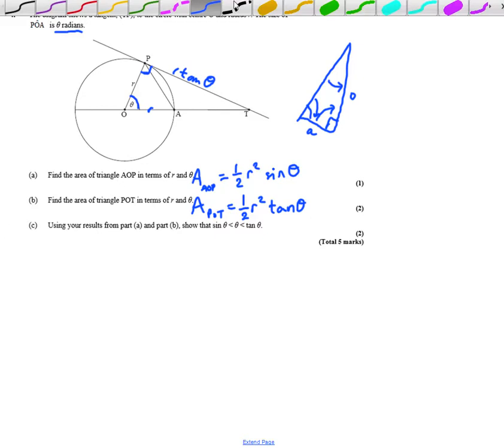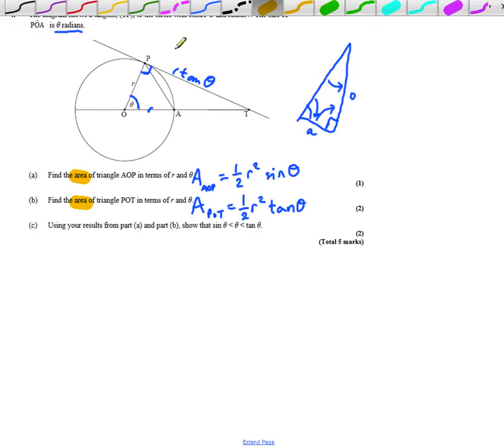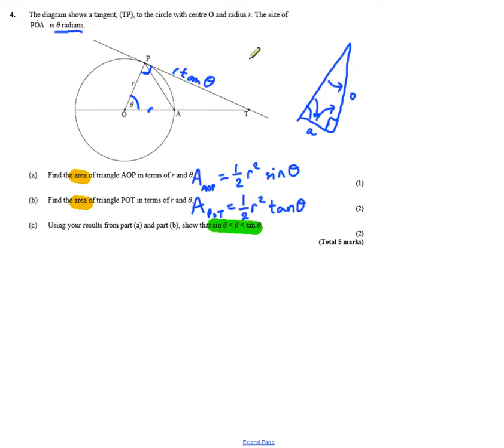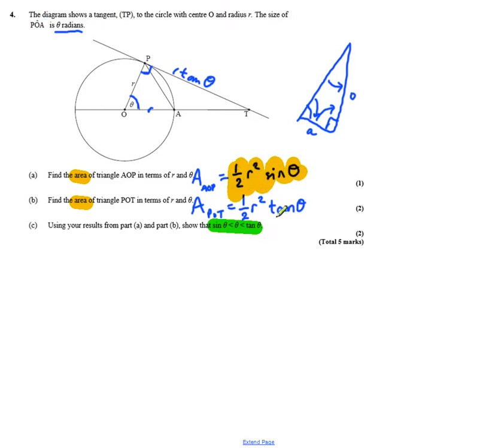Using your results from parts A and B, show that sine theta is less than theta is less than tan theta. Now, the results from part A and B talk about areas. So I need to think, right, I want a triple inequality, which bounds something, where the sine bit over here is less than something, which is then less than the tan bit.